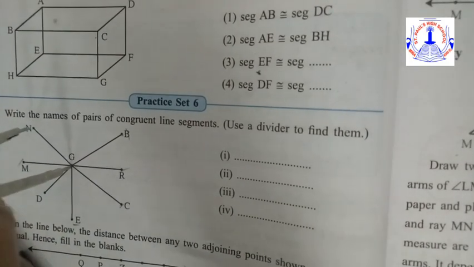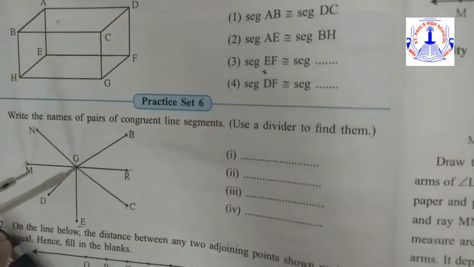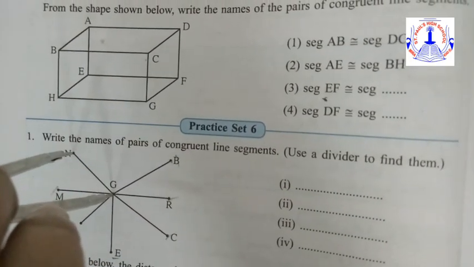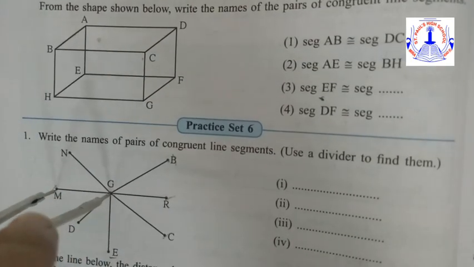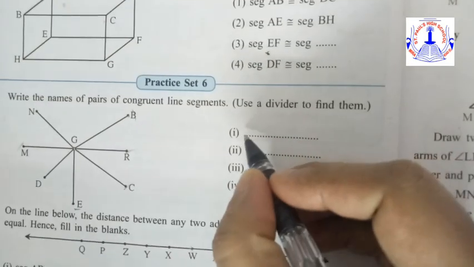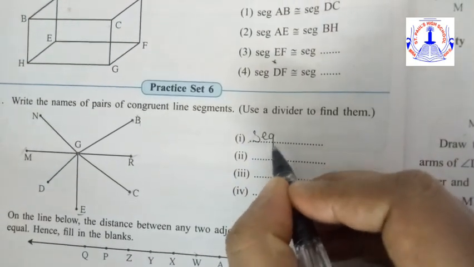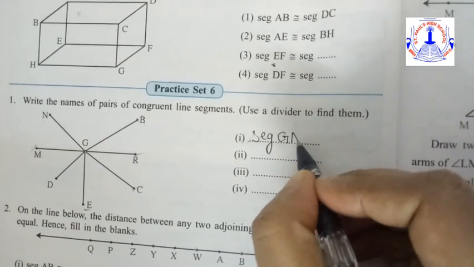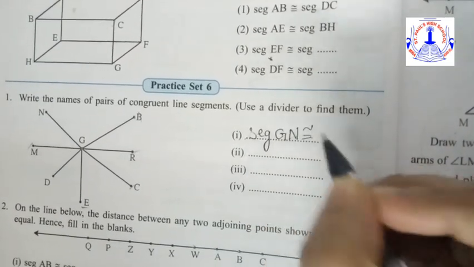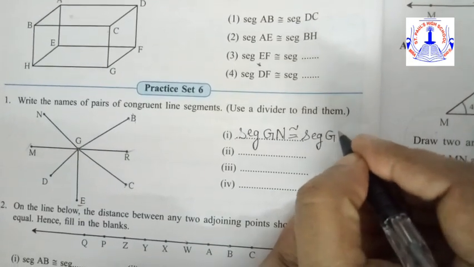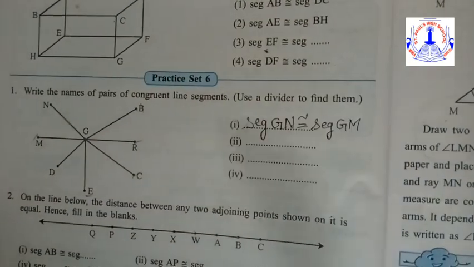So GM and GN are of equal measurement. You can see GN and GM are of equal measure. So first one we will write over here, segment GN is congruent to segment GM. The first pair we have found.